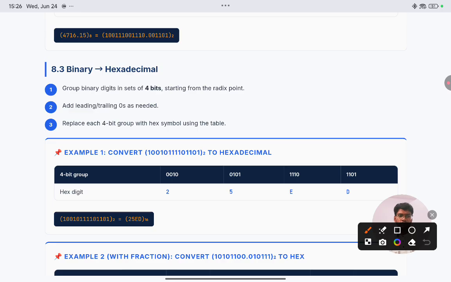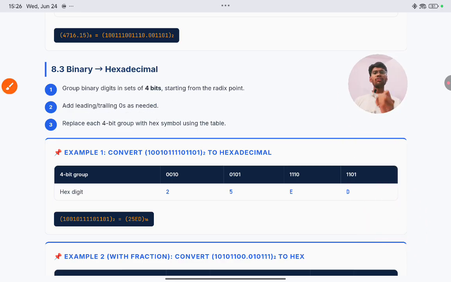Then binary to hexadecimal. Group in 4 bits starting from the radix point, adding leading and trailing zeros whenever required, and replace each 4-bit group with its hex symbol from the table. A to F, that is 10 to 15, you need to convert.